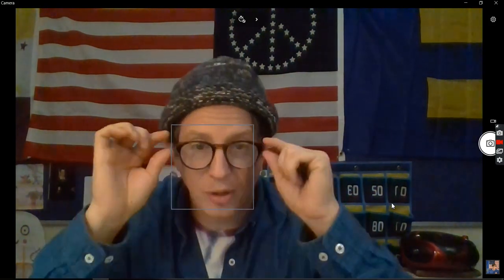These are my new glasses. They're round. I haven't had round glasses for like a decade. All right. If you have any questions, email me along the way.